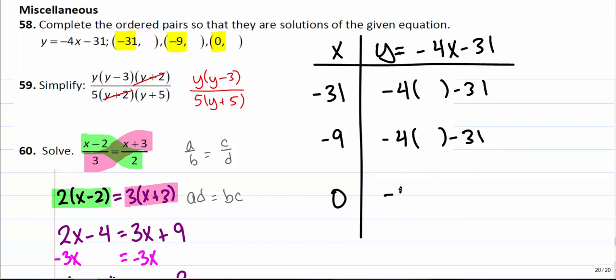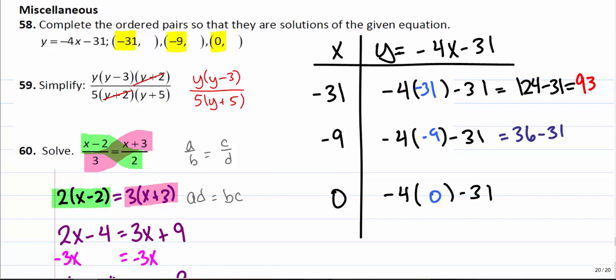If I can write nice. So I'll plug in negative 31, negative 9, and 0. And so, lo and behold, if I multiply here, I get 124 minus 31, which I believe is 93. And then for the next one, I get 36 minus 31, which is 5. And then on this last one here, I get 0 minus 31, which is negative 31. And so we get 93, 5, negative 31. And those are my solutions for that problem.